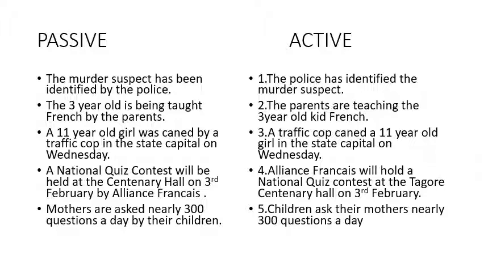So on the left side, you can see sentences written in passive voice. You have to turn them into active voice. Look at the first one. The murder suspect has been identified by the police. So, has been identified. You change that to active voice. The police should be the subject. So, the police has identified the murder suspect.